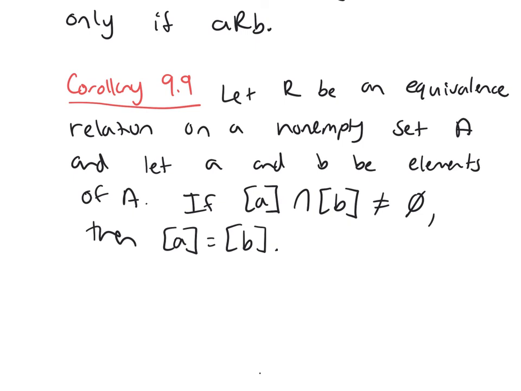So either two equivalence classes are disjoint, so they don't have anything in common, or they're identical to each other. Those are the only two options. Now, I'm not going to go through the proofs of these, but if you're interested, the proofs are in your textbook.